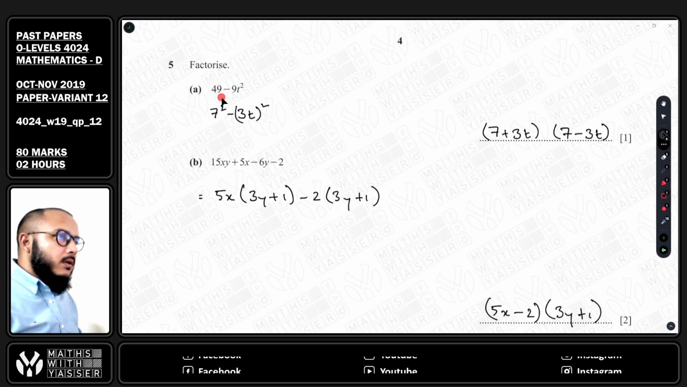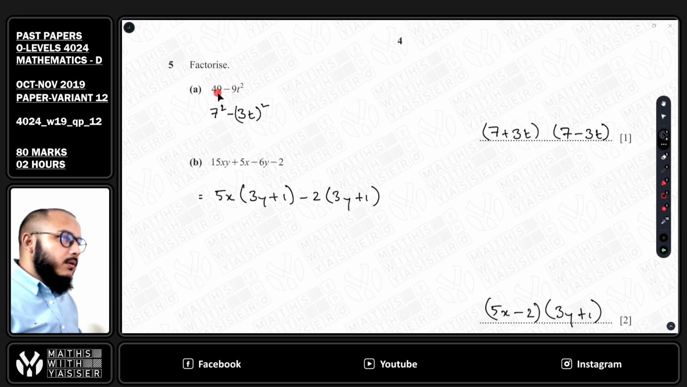Question number 5. Factorize 49 minus 9t squared. In such questions, you will get to see that usually square numbers are provided. So 49 is a square number, 9 is also a square number. So I can write it like this: 7 squared minus (3t) whole squared. And we can apply the formula a squared minus b squared is equal to (a plus b)(a minus b). Therefore, 7 squared minus (3t) whole squared can also be written as (7 plus 3t)(7 minus 3t).